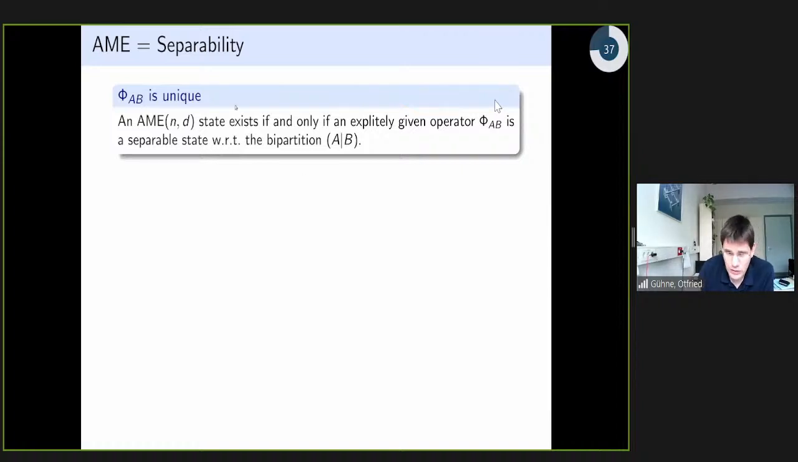One can then really prove that an AME state exists if and only if an explicitly given operator, phi B, is a separable state with respect to some bipartition. And we can explicitly calculate it. I will give you an example in a second. But this is some of the best you can achieve: the question whether absolutely maximally entangled states exist is completely equivalent to the separability problem of some bipartite state.